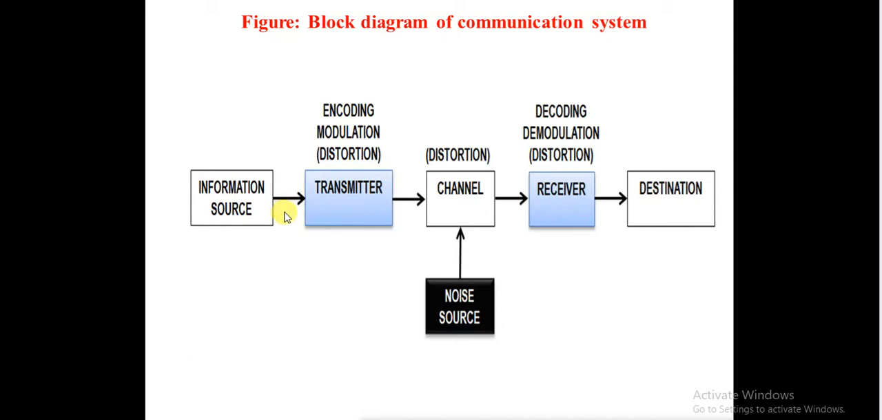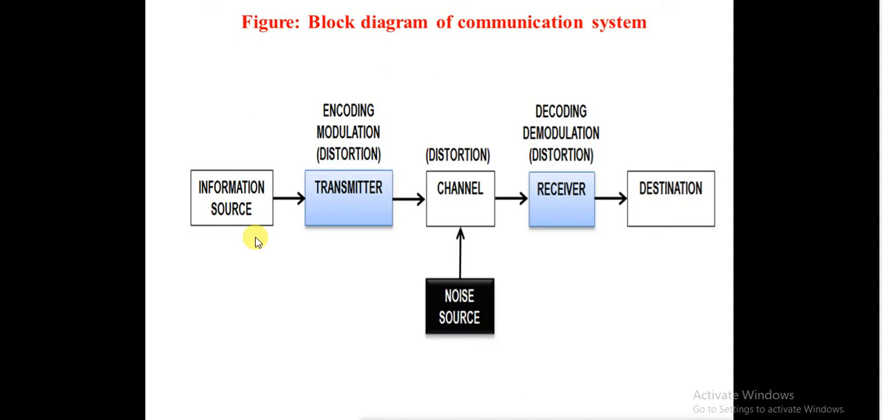Now we will see the function of each block one by one. Information source means the message or the information or the low frequency signal or the modulating signal, which is electrical in nature. This is very important. The information must be electrical in nature. If it is not electrical in nature, we cannot transmit it through wired or wireless media to longer distances.